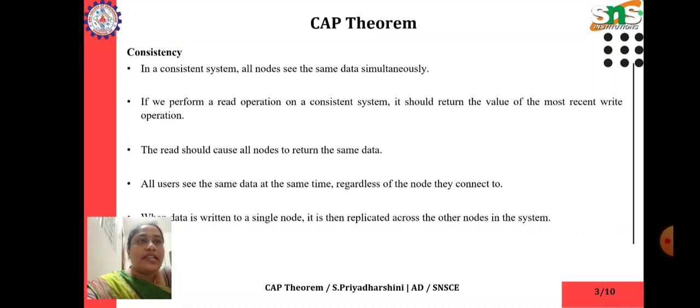The CAP theorem is also called Brewer's theorem because it was first presented by Professor Eric A. Brewer when he gave a talk on distributed computing in 2000. So let us see what is the CAP theorem in detail. First let us see what is consistency.